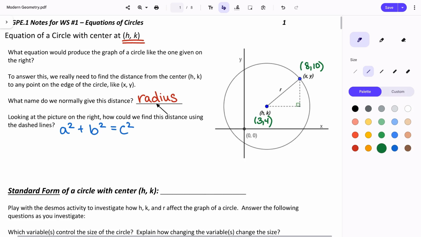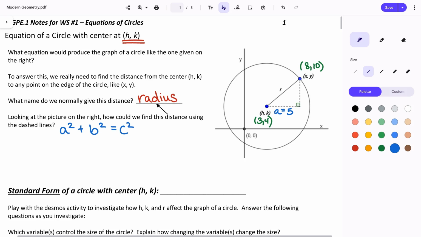I went from 3 to 8. 3 to 8, because it was at 3. If I just follow the distance that it went to the right there, it was at 3, it went to 8. That's a difference of 5. So I'm just going to write that here. And let's call this side our a. We'll say a is 5.